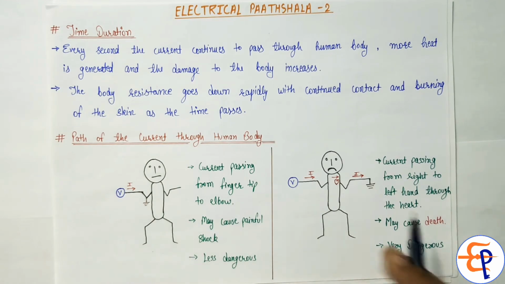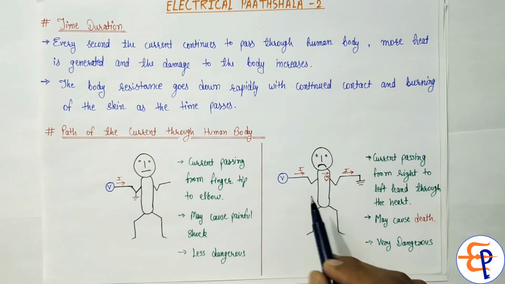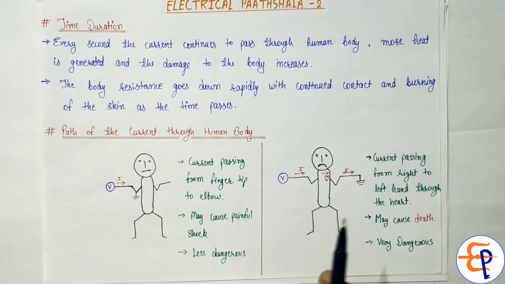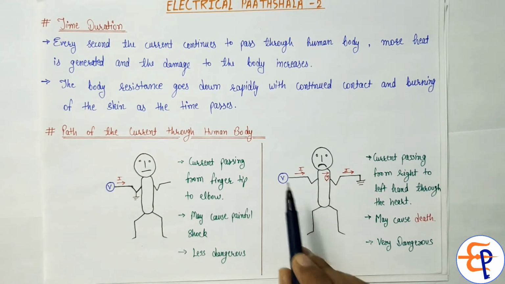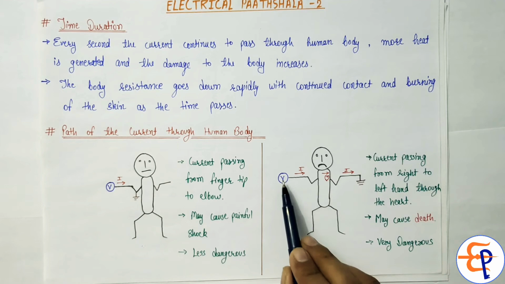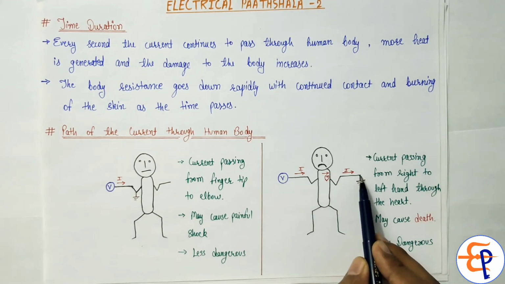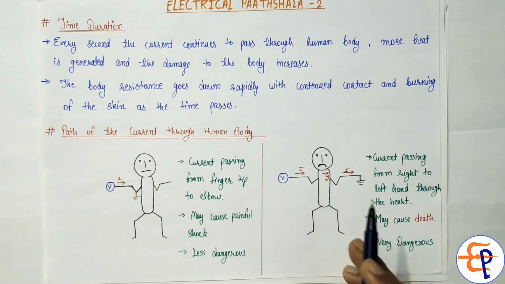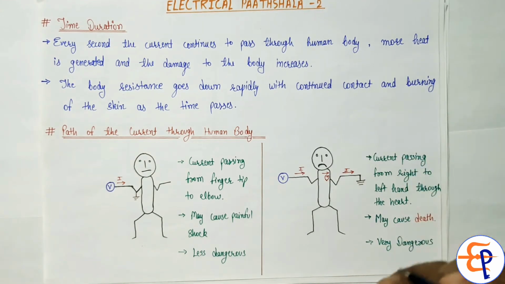Now on the other hand, this person is also being subjected to electric shock of the same amount of current. But in this case, electricity is passing from the right hand to the left hand through the heart of this person. And guys, what happens when electricity passes through your heart?